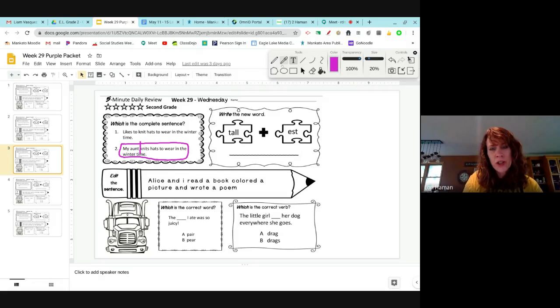Now I know when you look at this one here where it says write the new word, it's not too hard to figure out. You're just going to take one part and connect it to the next part. But the learning to understand is what's happening with this. We have a base word. Our base word is tall. And we know what that means. It means not short, you know.